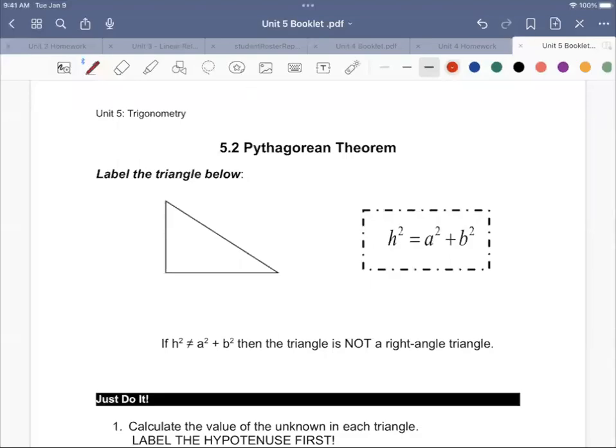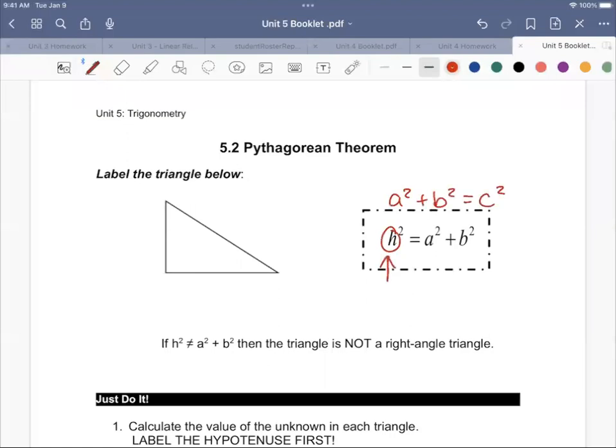All right, so for lesson 5.2, we are going over Pythagorean theorem again. So this is review from grade 9, but we're just going to go over it another time. When we take a look at this, the first thing that we are going to do is label all the sides. So remember, h is our specific one. Oftentimes you will see this as a squared plus b squared is equal to c squared.